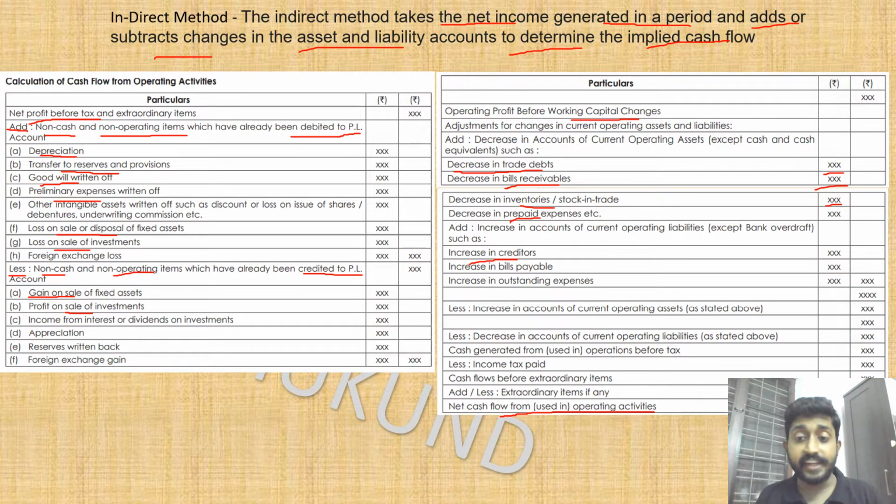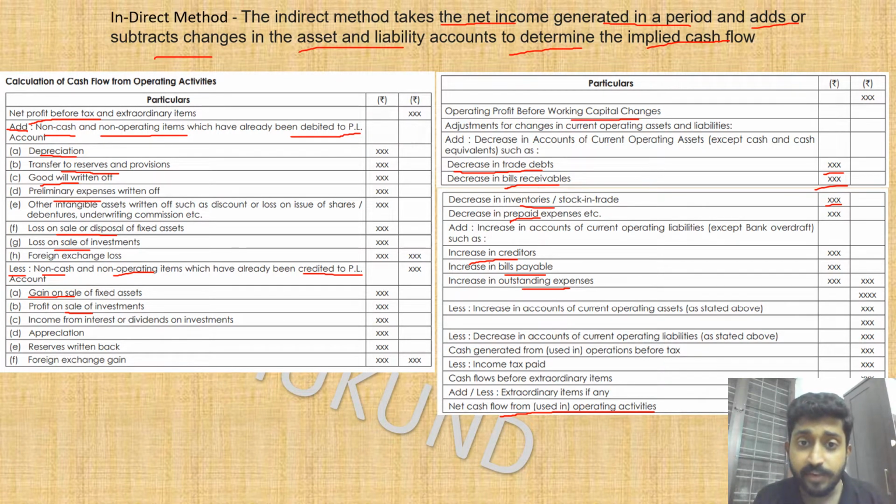Creditors means the payment pending to our suppliers. So if that is increasing, which means you have retained more cash, so it is good for the cash flow, so it will be added to the cash flow. Increase in bills payable is also a current liability, so the increase will be added. Increase in outstanding expenses will also be added.